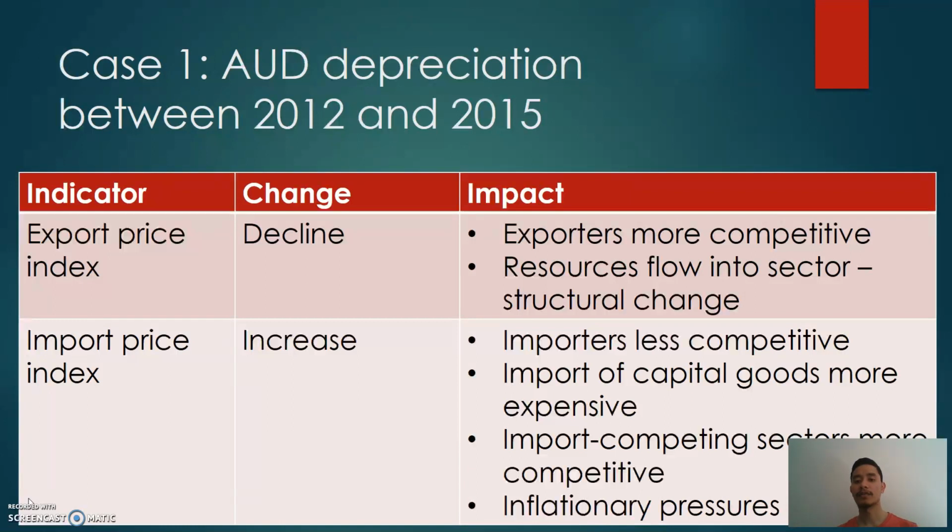Finally, there's also an impact on inflation. So you know that the price of goods and services impacts the consumer price index, which is inflation. So an increase in the prices of imports of such goods and services purchased by households results in an increase in inflation and thus inflationary pressures in the economy.